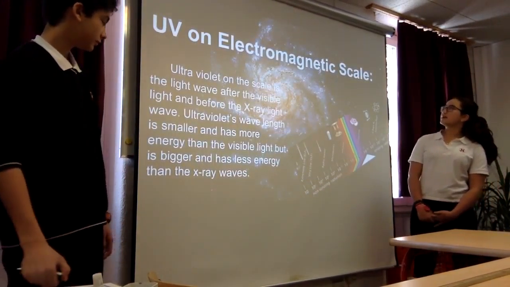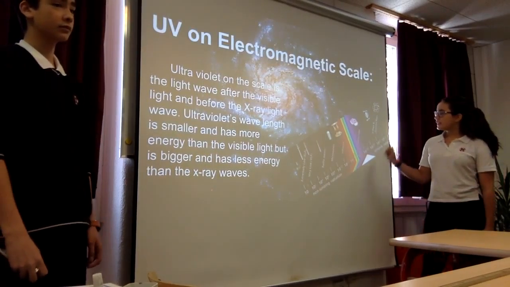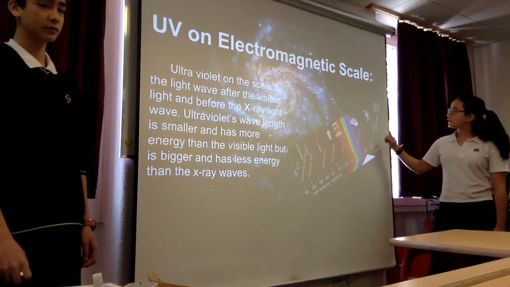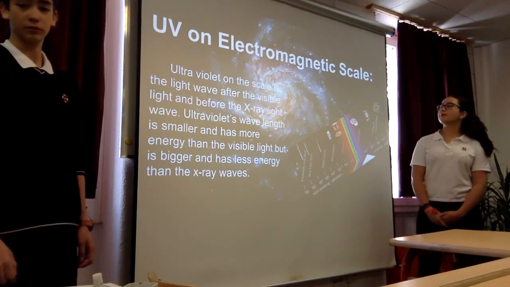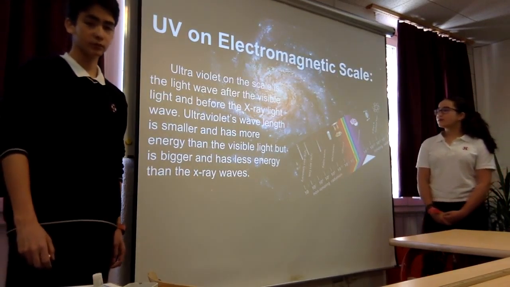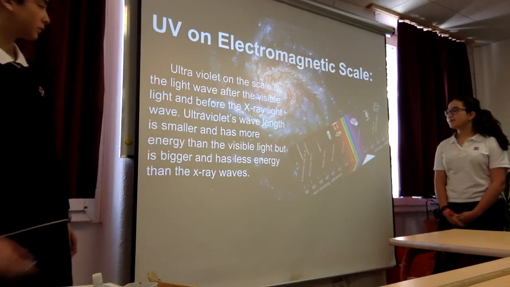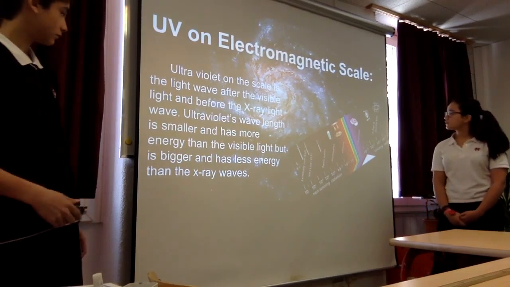UV on the electromagnetic scale. Ultraviolet is after visible light and before X-ray light waves. Ultraviolet's wavelength is smaller and has more energy than visible light, but is bigger and has less energy than the X-ray waves.